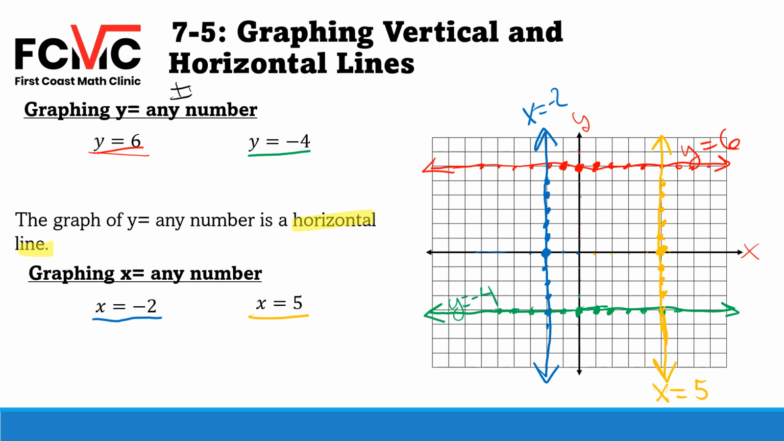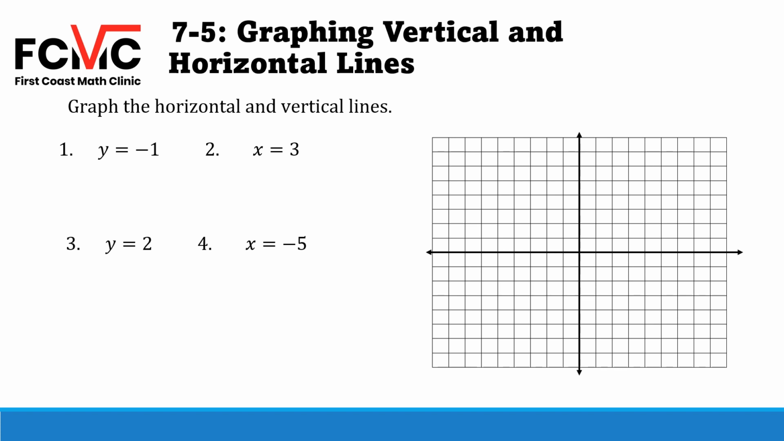So the conclusion that we can make, if we're graphing an equation of x equals any number, well, what should that line look like? The graph of x equals any number is going to be a vertical line. Well, let me highlight that. Graph of x equals any number is going to be a vertical line. Let's do a little bit of practice knowing that x equals any number is a vertical line and y equals any number is going to be a horizontal line.